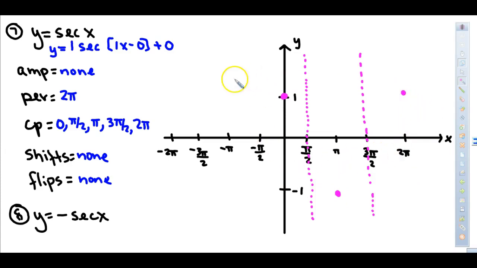Let's follow this around to the other side and complete it. So I have up on the 1, asymptote. Down on the -1, asymptote. Up on the 1, asymptote.